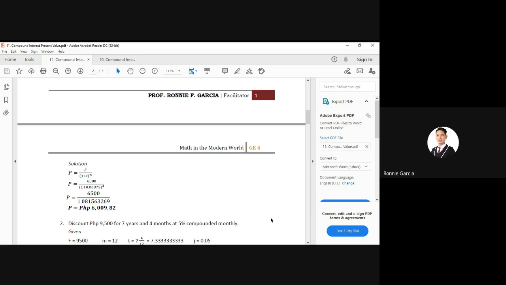So again, dili ka mag-round off ha sa process sa pag-solve. I believe na itaas kay nga decimal diri. Kaning 4 months i-convert nimo sa years. This is a non-terminating decimal.